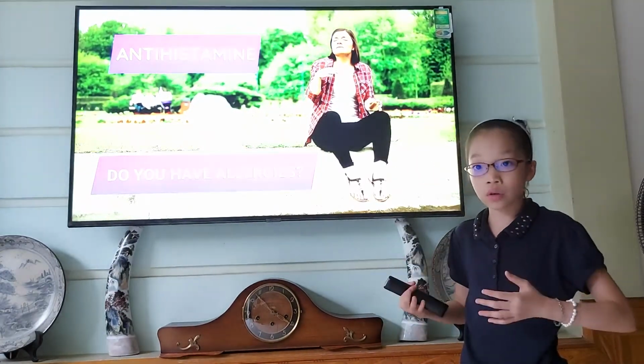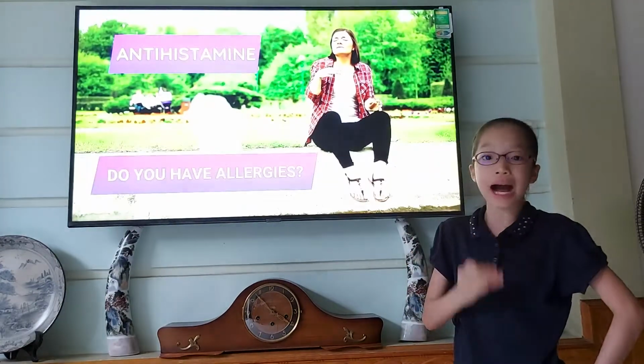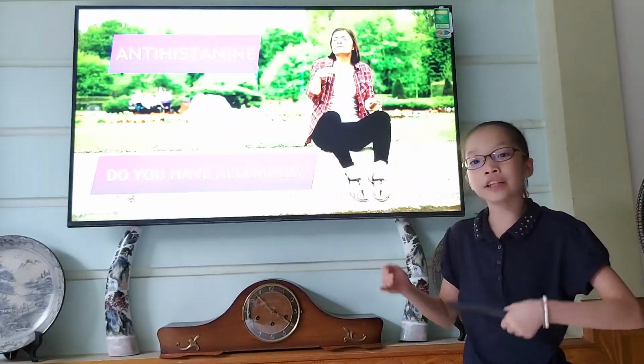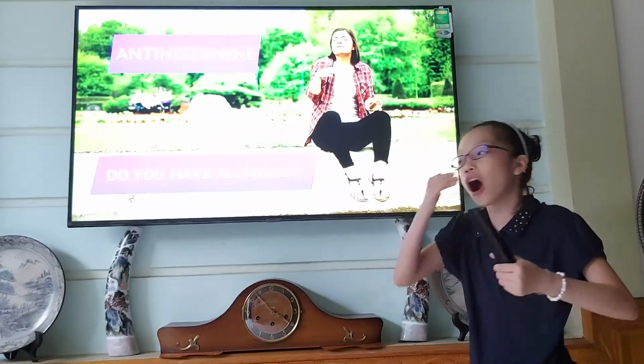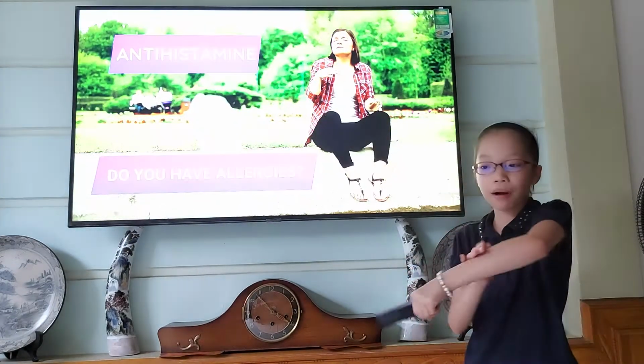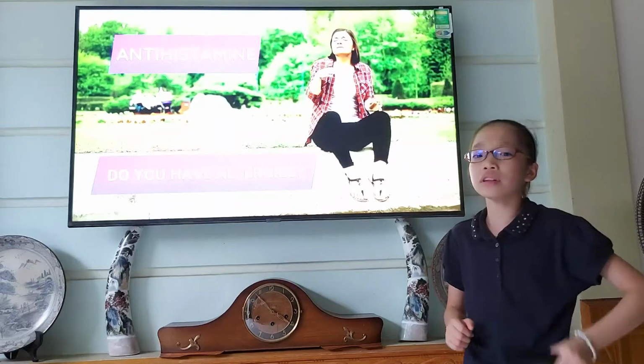If you smell it or if you taste it, you have many spots or you will cough all the time. For example, you are allergic to flowers and you smell a flower and then you'll start coughing really bad and you have spots all over your body. So that is allergy. So do you have allergy?